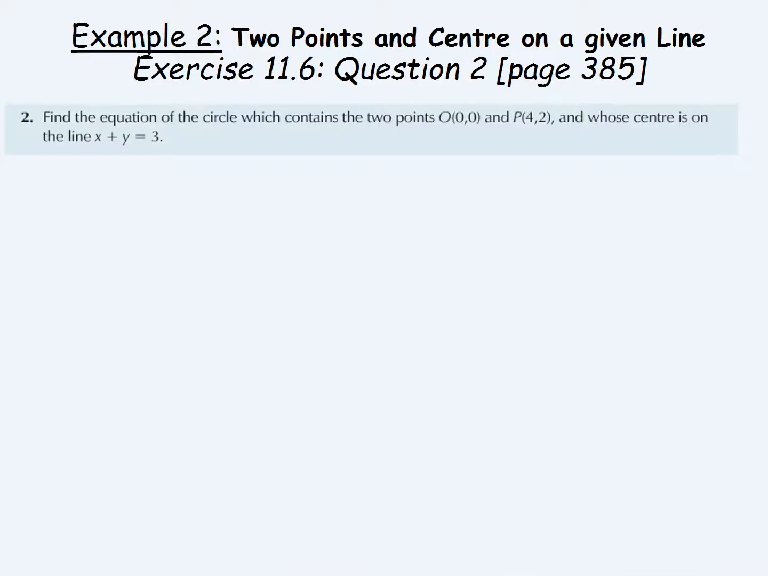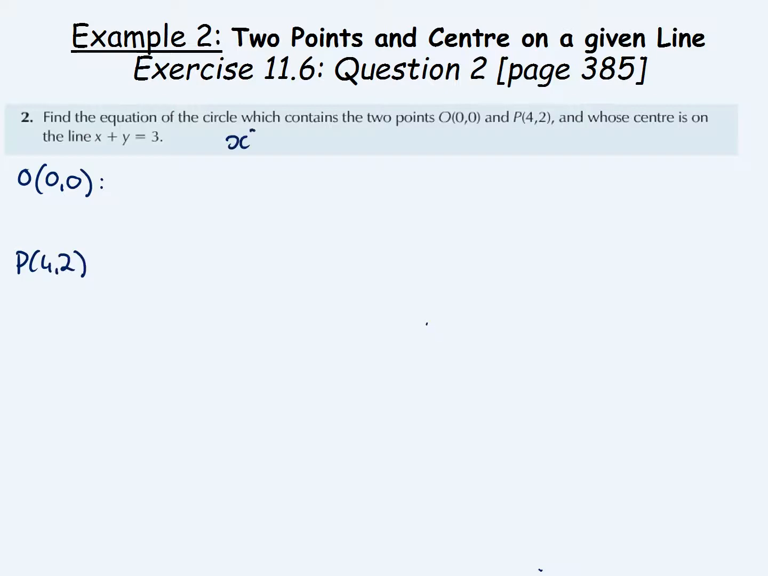So example 2. Find the equation of the circle that contains the points 0, 0 and 4, 2 and whose center is on the line x plus y equals 3. Okay, so slightly different, but we do know that I can sub in the point 0, 0, and it should work. And we know that we should be able to sub in the point 4, 2 into the equation of a circle.